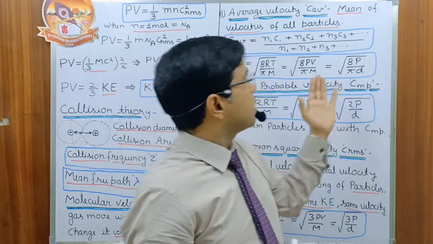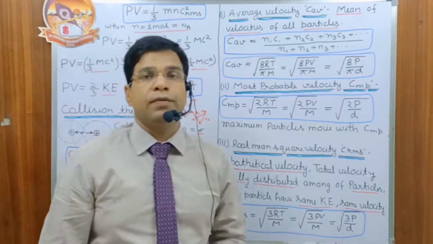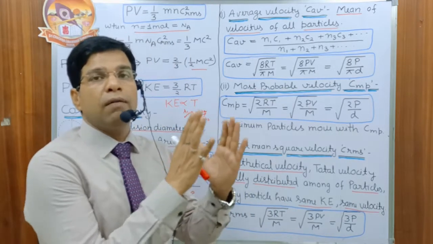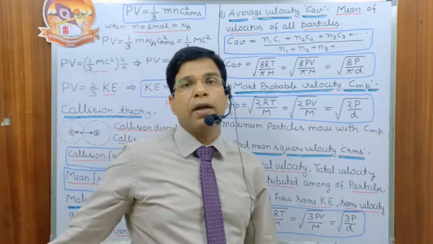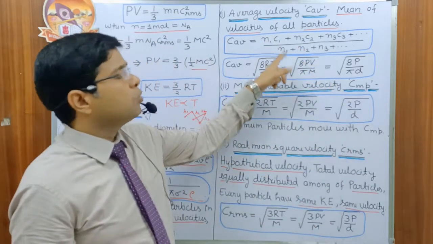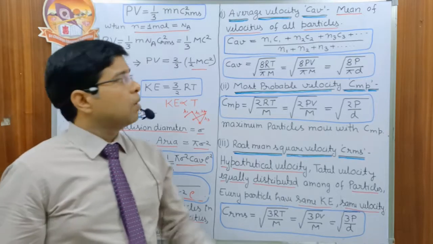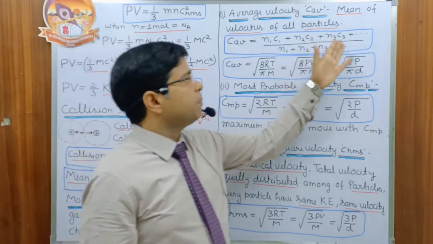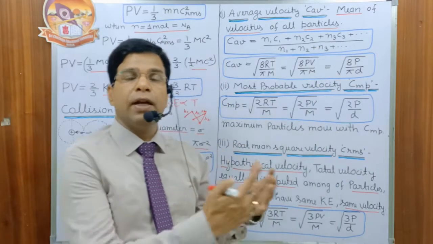First one is the average velocity, C_AV. What is this velocity? This is the mean of the velocities of all the particles. Suppose n1 particles move with velocity c1, n2 particles move with velocity c2, and n3 particles move with velocity c3, and so on.